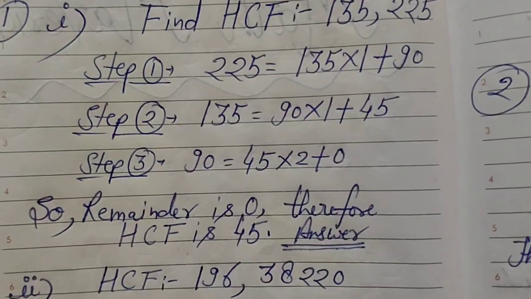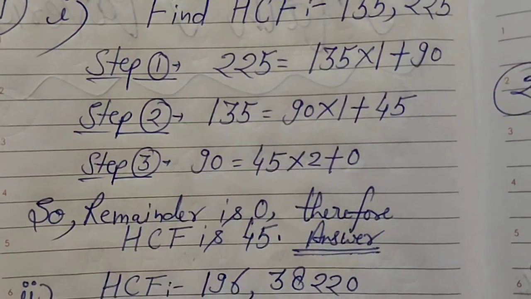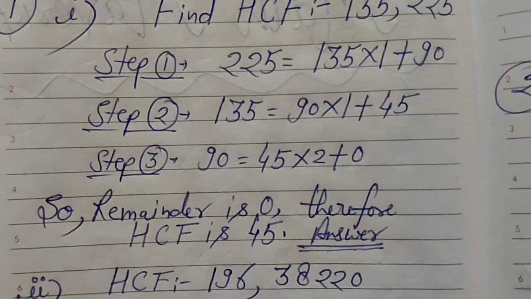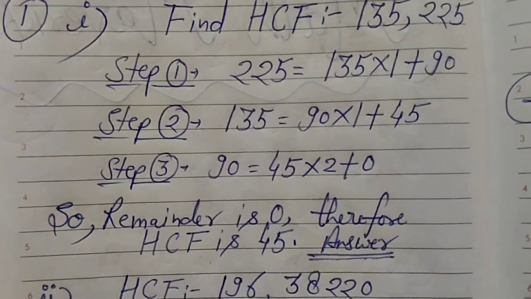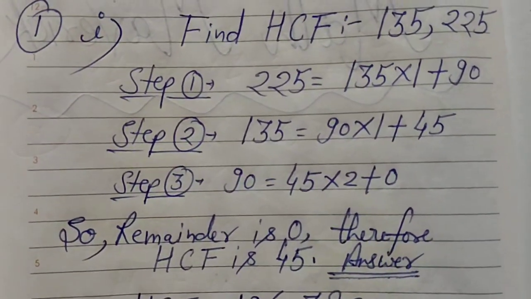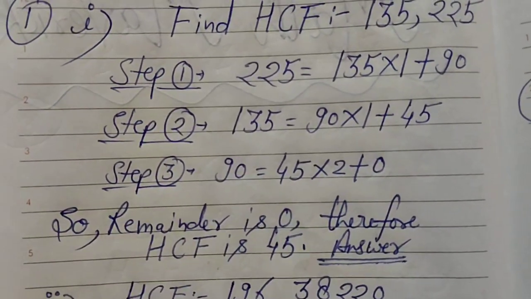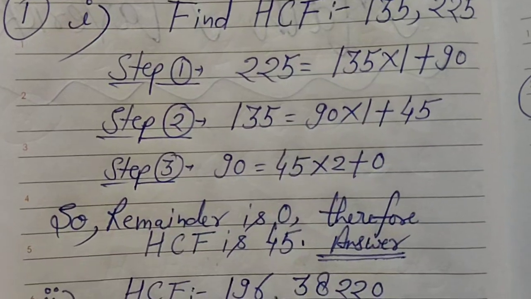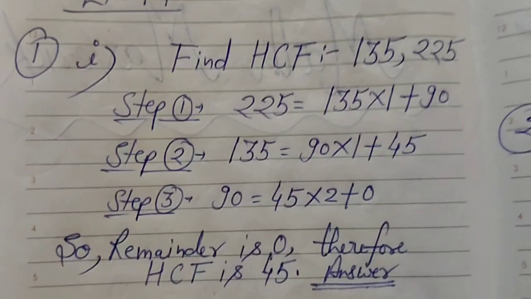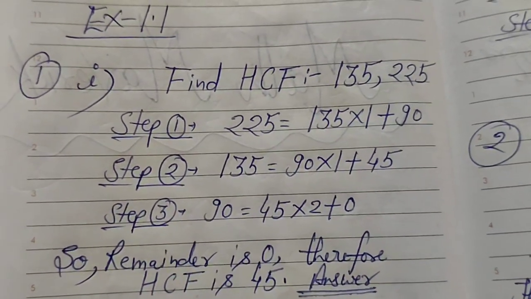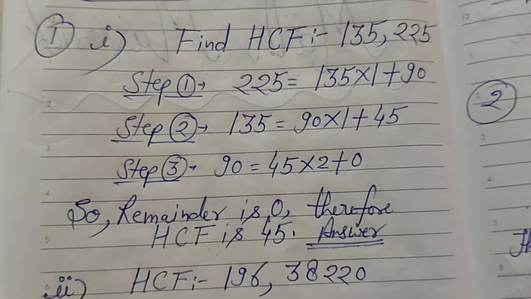Now in the last step, we put 90 forward and divide by 45. So it is divisible 2 times and remainder 0. When we get remainder 0, then we get the value of HCF. So the remainder is found 0 by the number 45. So the HCF of both the numbers in the question is 45. Understand?